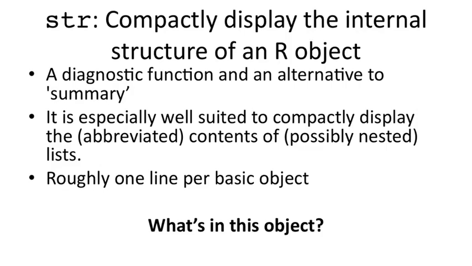So it's a very simple diagnostic function. It's very versatile, and the idea is that you can use it as an alternative to summary. If you want to look at an object and see what it is and what's in it, you can use summary, which will often be very useful, but str is another option. It's particularly well suited for compactly displaying large lists, which may contain nested lists, and its goal is to produce roughly one line of output per basic object.